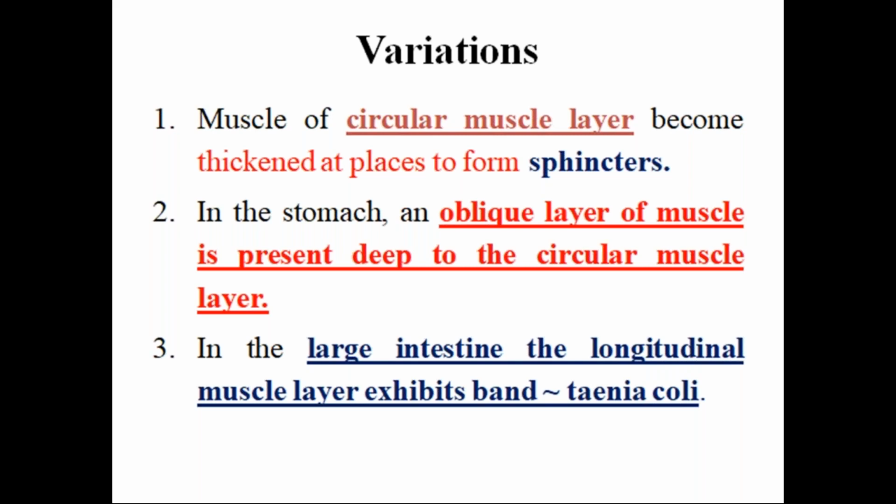So, ये sphincter क्या होते हैं? Sphincter कुछ नहीं है, circular muscle layer है जो thickened हो गई है at places to form sphincters. In the stomach, in addition to this, an oblique layer of muscle is also present deep to the circular muscle layer, which gives rise to the various folds within the stomach. In the large intestine, the longitudinal muscle layer is aggregated into three band-like structures, which are known as tinea coli. इसको ना worm से मत confuse करना, ठीक है?